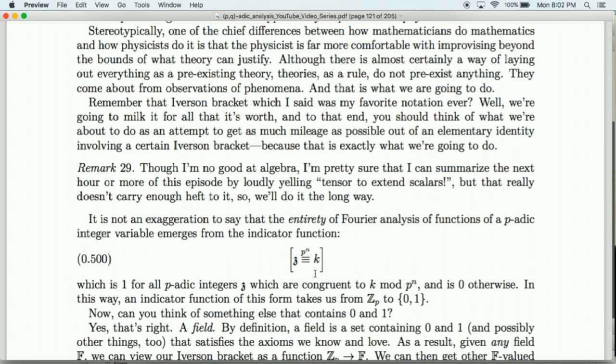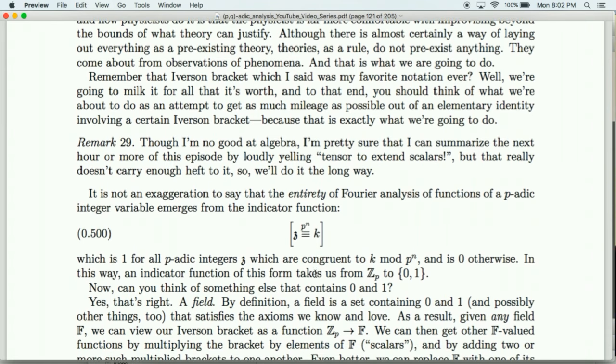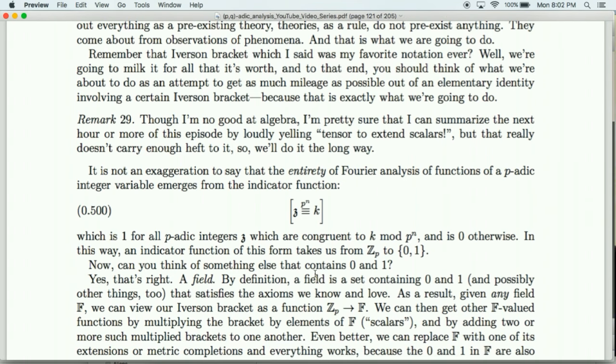But yes, the answer is a field. By definition, a field is a set containing 0 and 1 and possibly other things too that satisfies the axioms that we know and love. As a result, given any field F, any field at all, we can view our Iverson bracket as a function from Z_p to F. We can then get other F-valued functions by multiplying the bracket by elements of F, i.e. by scalars. And then we can add two such brackets to one another.